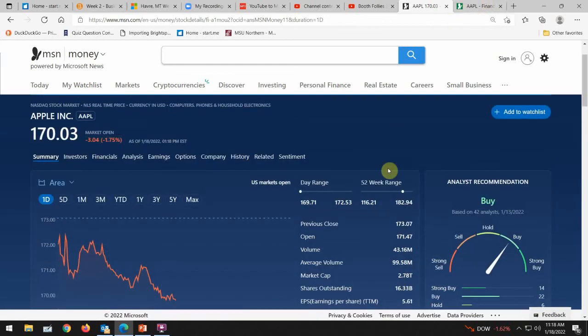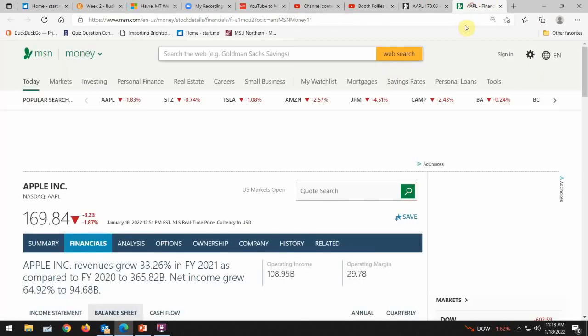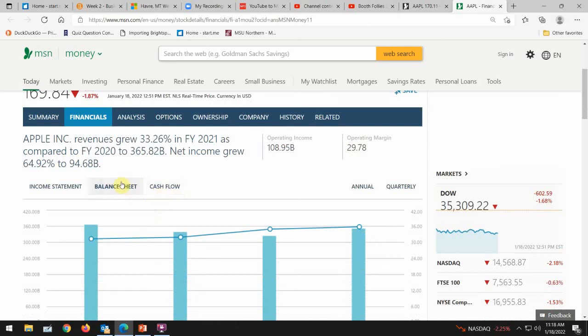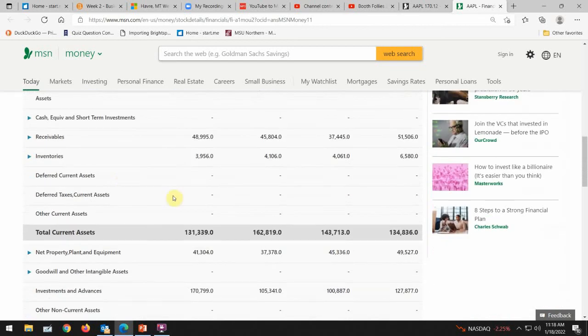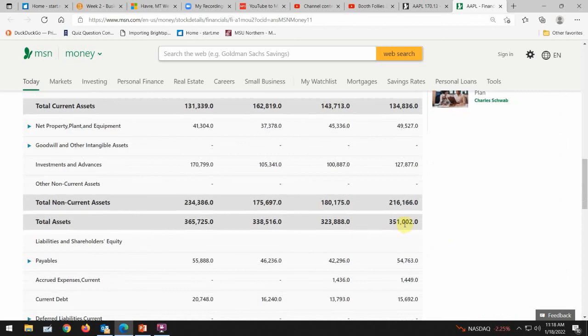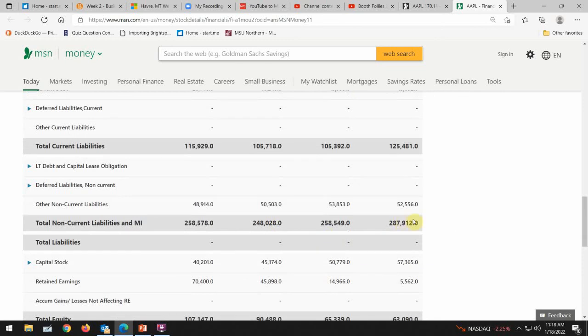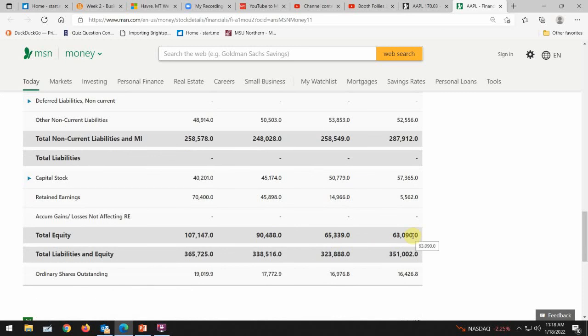So remember that number, 2.78 trillion. I come over here and I want to look at their balance sheet, and this is kind of a quick down and dirty look. I'm going to scroll down. I'm going to do it fast. So total assets are $351 billion. Their market cap is what, not quite 10, 8 or 9 times that maybe. Total liabilities, total non-current liabilities and something. Anyhow, we get down here and their total equity. So their book value is $63 billion. That's all. Their book value is $63 billion.